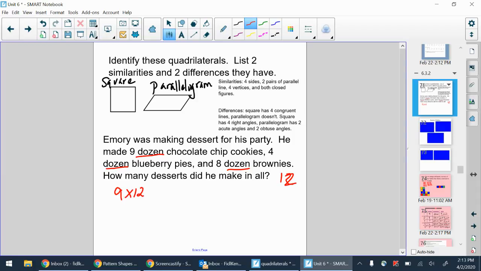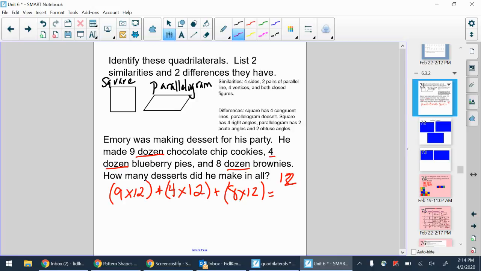That's not the only thing Emery made for his party. He also made 4 dozen blueberry pies, so he made a dozen pies 4 times. And then he also made 8 dozen brownies, so I'm going to also do 8 times 12. Now, if I was to write a nice fancy equation for this, I'm going to put some parentheses, and I'm going to have to figure out all these multiplication problems, and then I'm going to have to add them together. Okay? So first, to solve 9 times 12.